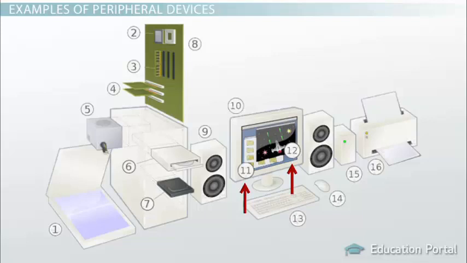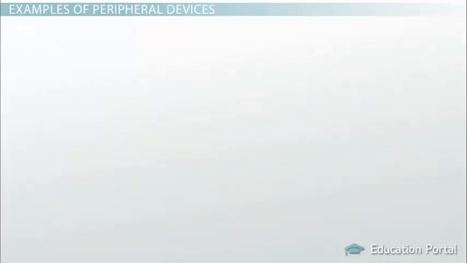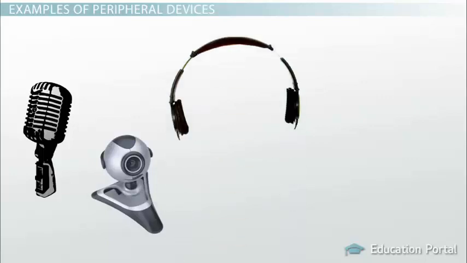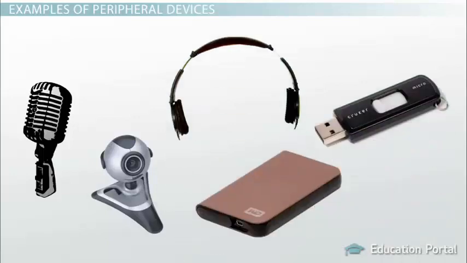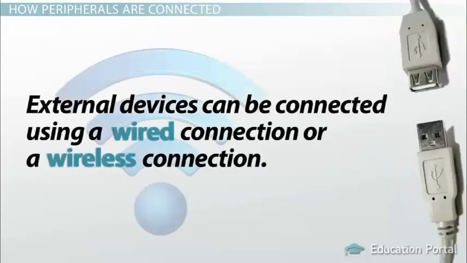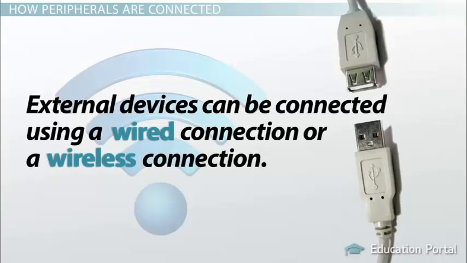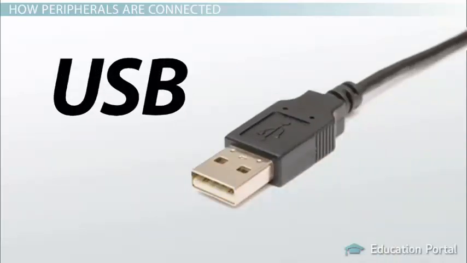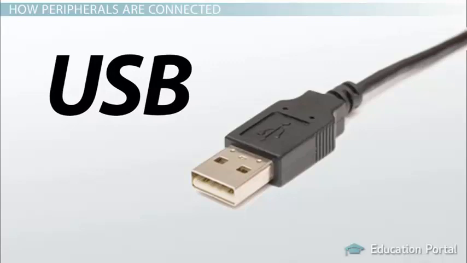There are many other examples of peripherals, such as a microphone, a web camera, headphones, external hard drive, flash drive. Most computer users have at least several of these peripheral devices. External peripherals are directly connected to the motherboard using one of the different types of slots on the motherboard. External devices can be connected using a wired connection or a wireless connection. As the name suggests, a wired connection uses a cable that needs to be plugged into the computer using a connector. The most widely used connector is a universal serial bus, or USB, connection, but several other types are used depending on the specific computer system and the type of peripheral.